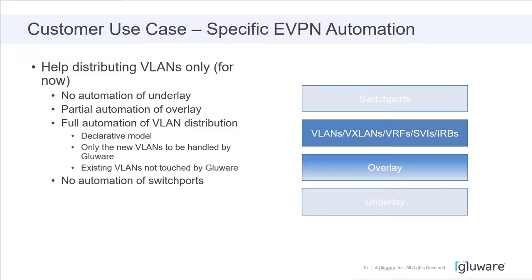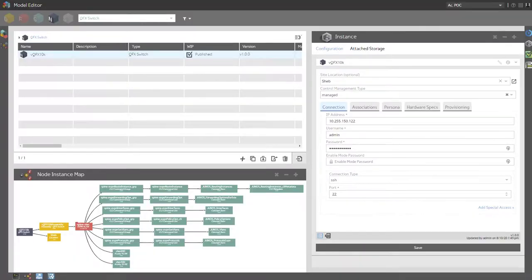and there was a challenge for the declarative approach, right? Because Gluware, as I explained earlier, is going to only deploy what's specified in the model. So this is absolutely possible, to control the boundaries of the Gluware engine. In this particular use case, the customer was able to specify that only specific VLANs would be handled by Gluware. Even if Gluware analyzes the config and sees all the other older existing VLANs, Gluware wouldn't touch them. So now let me show you the model that was built specifically for this use case.